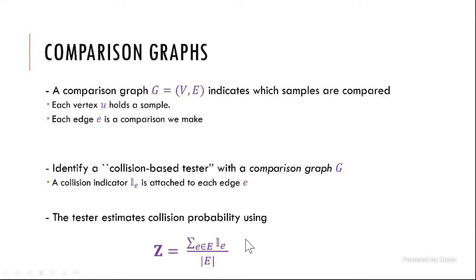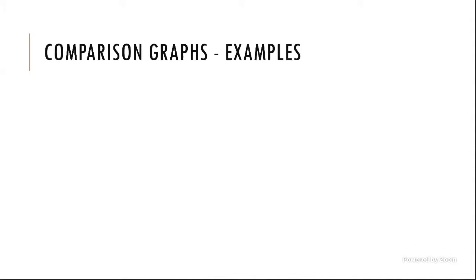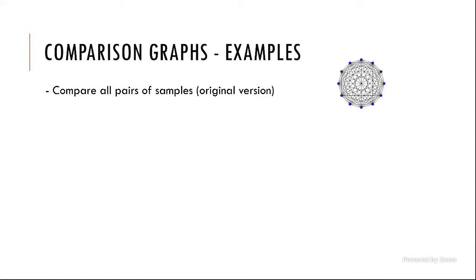And of course, we normalize by the number of comparisons we've made. And this should estimate the collision probability. So again, if this is low, then we say uniform, and if it's high, we say not uniform. Okay, so let's see some examples of the duality between a collision-based tester and the graph that induces it. So the original tester is to compare all the pairs of samples. So this is basically a clique graph.